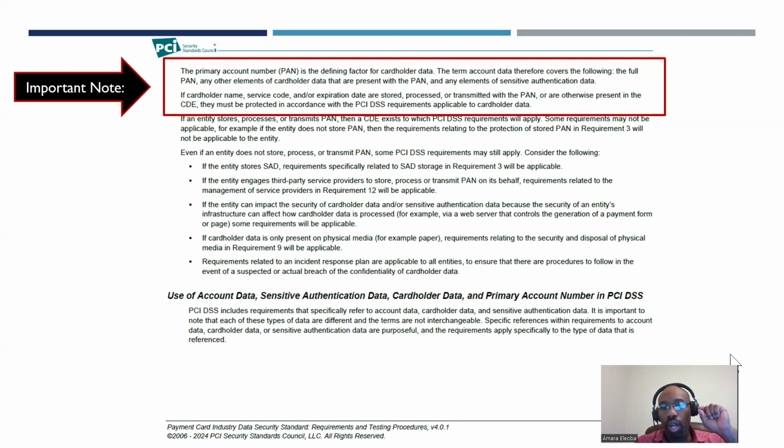Okay, so you must protect your cardholder name, service code, expiration date, whatever is stored, processed, or transmitted with the 16-digit number or the credit card number, okay? Or it might be present in the database, okay? So if it's present in the database and that database contains the customer name, the cardholder name, expiration date, and all that, then that database needs to be protected.